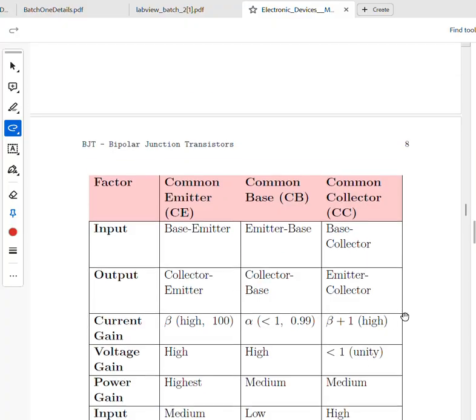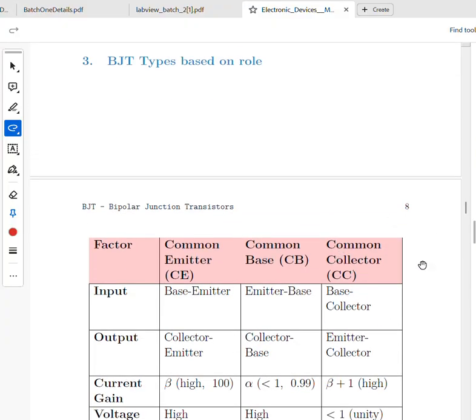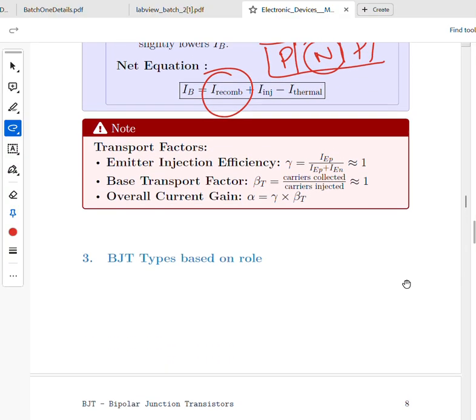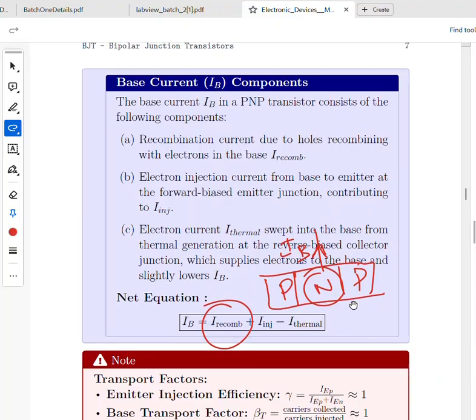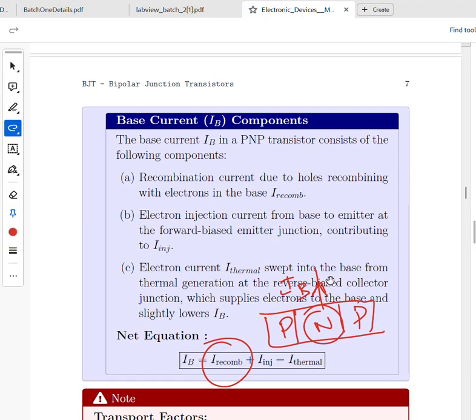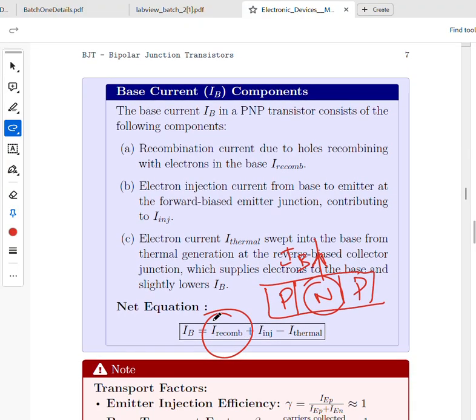Now, there are different kinds of configurations for the PNP junction. Okay, before I enter that, we will cover this section. The IB current is affected by the recombination rate. Now if the recombination rate is high, it basically means a greater number of electrons has to enter to again neutralize the charge. So more recombination means more IB. Okay.